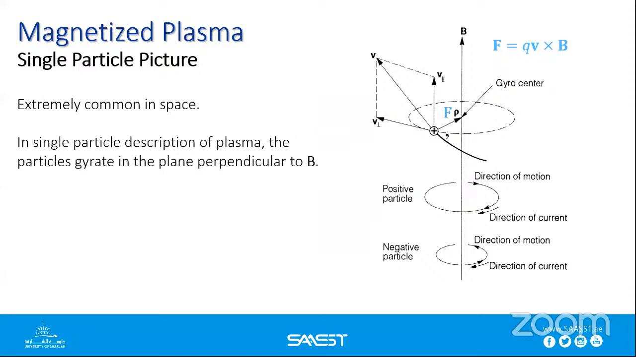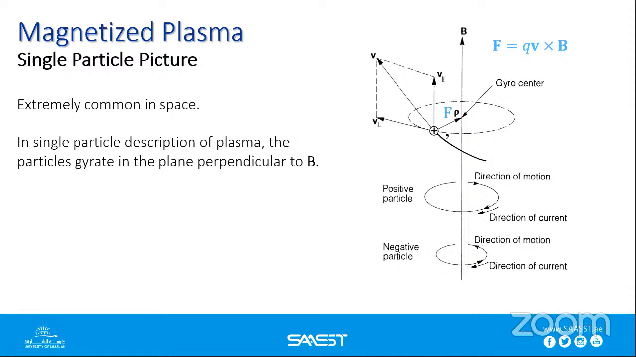One way we can model things is to talk about how a single charged particle is moving around. And this is what we call a single particle picture. We are going to use this scenario to find out why plasma is stuck in the magnetic field lines first. And then we are going to talk about magnetized plasma, which is extremely common in space, just like we have seen in the previous slide.